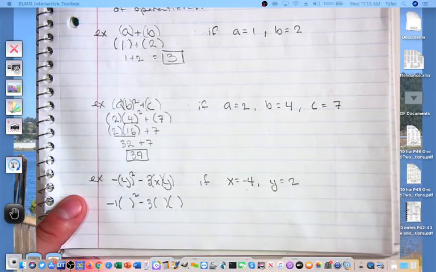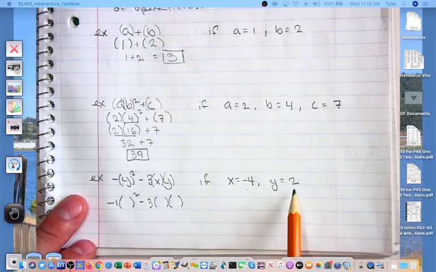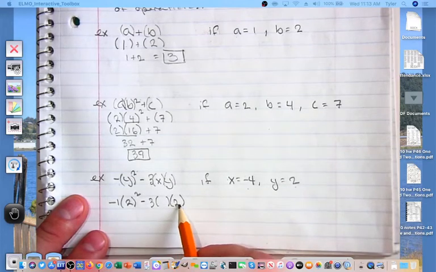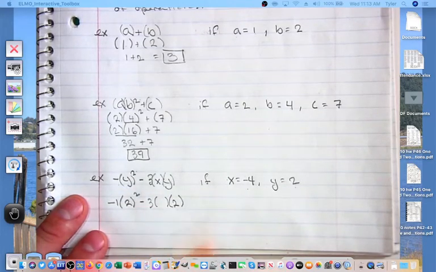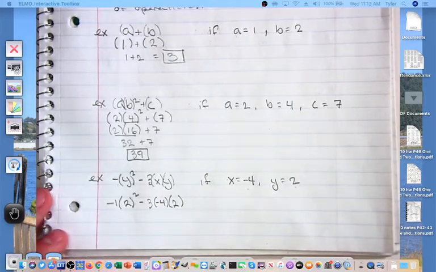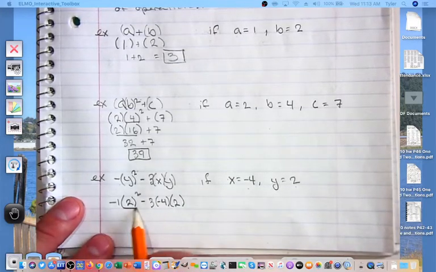And let's substitute in the appropriate values. Since y is equal to 2, I'm going to put a 2 here, and I'm going to put a 2 here, replacing both y's, and I put in my negative 4. Let's follow the order of operations, which is exponents here.